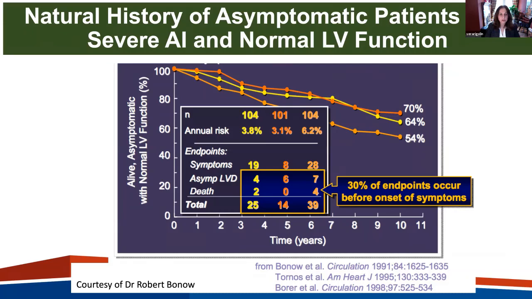And this is a graph with a composite of 3 different natural history studies showing that after about 10 years, half or more patients will have met one of the endpoints. And we know that 30% of these endpoints occur before the onset of symptoms. So most likely they're having asymptomatic LV dysfunction. And this is where echo is really beneficial because we can pick up abnormalities that are occurring that would prompt a patient to proceed to surgical correction before symptoms and therefore hopefully prevent the onset of heart failure.